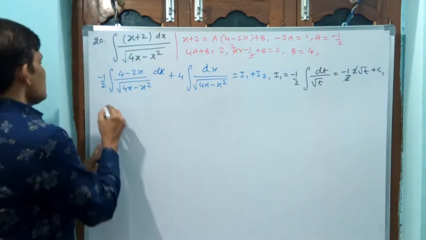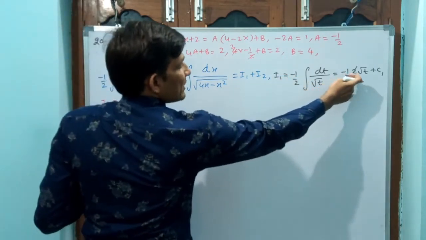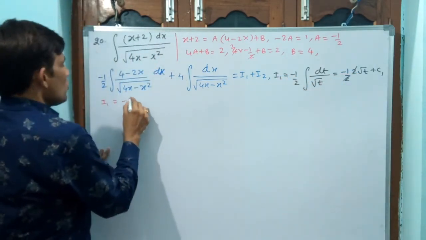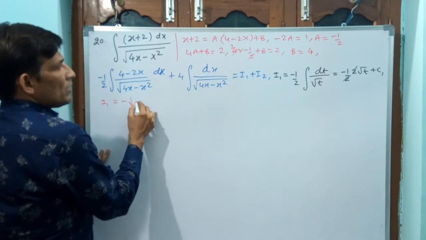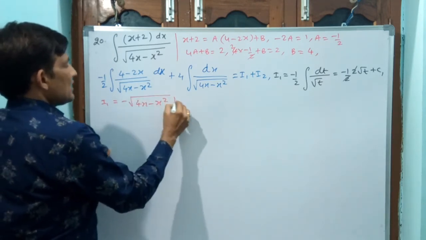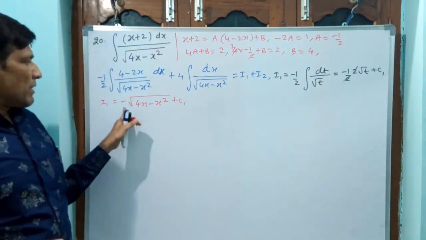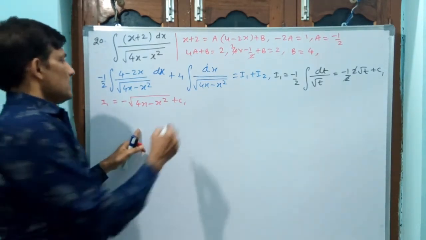Right? I1 is equal to minus, minus root t is how much? T is 4x minus x square plus c1. Okay, this will be I1. Minus is there, carefully you take.